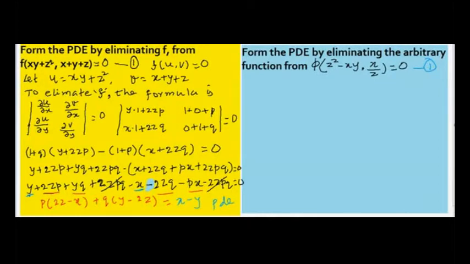The second problem is: form the partial differential equation by eliminating the arbitrary function from phi of z squared minus xy, comma x by z is equal to 0. Let this be taken as equation number 1. In this, let u is equal to z squared minus xy and v is equal to x by z. This is of the form phi of u comma v is equal to 0. We already know the formula for eliminating the function.